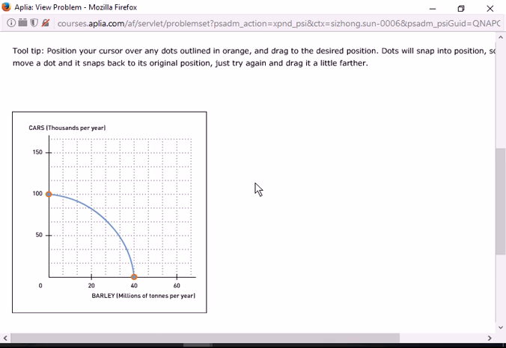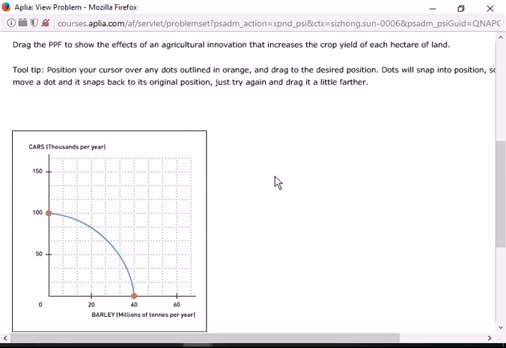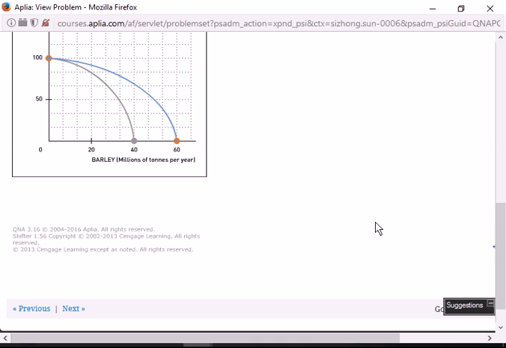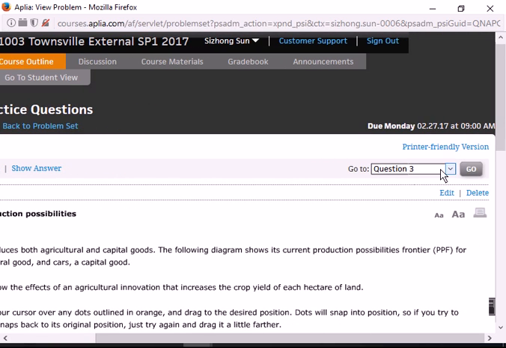If there's agricultural productivity growth, that means that if Spain uses all of its resource endowment in producing barley, it can produce more than this, for example, from 40 to 60. So now this PPF shifts outward in a biased way, biased towards barley. So that's question 3. Question 4.